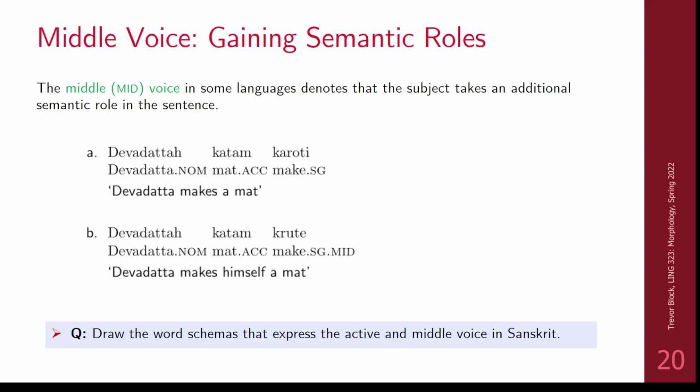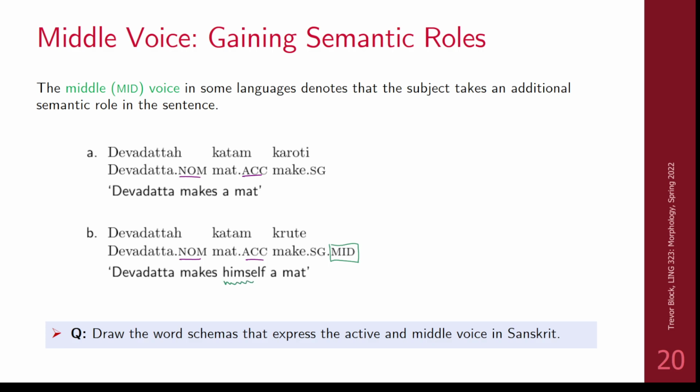So that was it for valency changing operations. There's one more interesting related operation where it's not that a new argument is being introduced, but rather an old argument is picking up another semantic role. So in this case, we have Devadatta makes a mat. So Devadatta is nominative, that's the subject. Mat is accusative, that's an object. And make is singular. Now we have the second form. Devadatta makes himself a mat. So Devadatta nominative, subject. Mat accusative. Make with a middle voice marker.